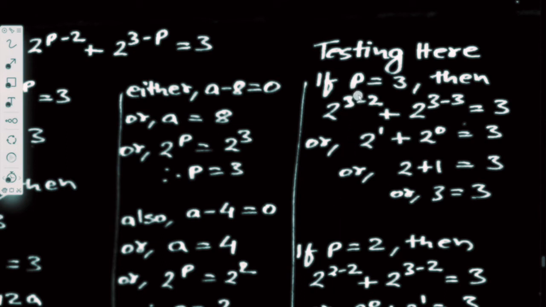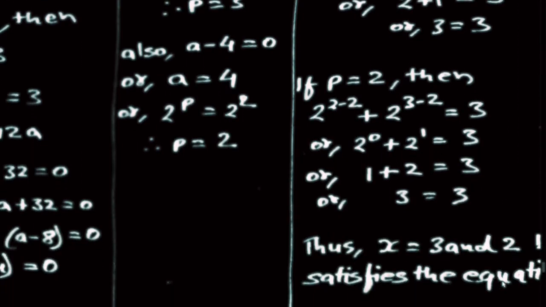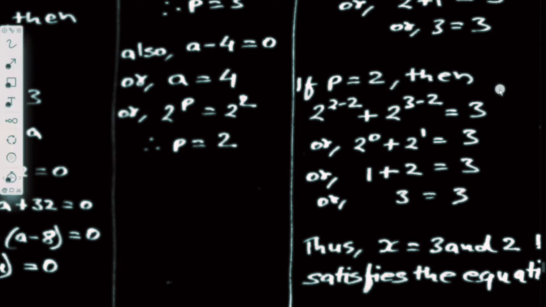This testing shall be done in the other equation. Here our next value is 2. In the similar way, we test p equal 2. If p equals 2, then by putting it in our original equation, it becomes 2 power 2 minus 2 plus 2 power 3 minus 2 equals 3. 2 minus 2 is 0, so 2 power 0, plus 2 power 3 minus 2 is 1, so 2 power 1, equals 3. 2 power 0 is 1 plus 2 power 1 is 2, equals 3, 2 plus 1 is 3, 3 equals 3. Here also both sides come equal. It means that both 3 and 2 satisfy our equation.